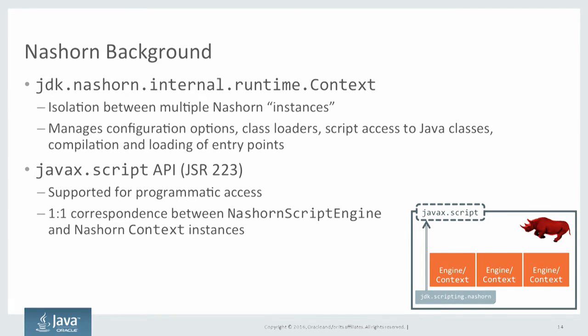The context class holds all the relevant information constituting one Nashorn instance. There is a one-to-one mapping from instances of the context class to a Nashorn script engine instance. There may be many such instances in a single Java process, but they are effectively isolated from each other. The javax.script API can be used to control Nashorn engines from Java code. And I already mentioned that the context instances map to script engines, so there's this one-to-one correspondence here.